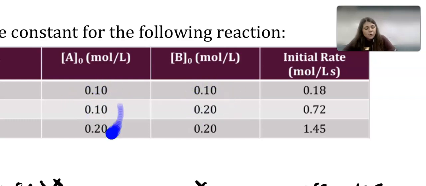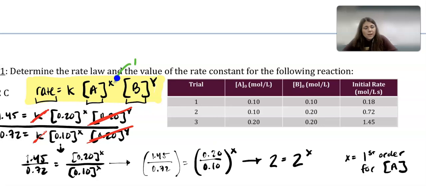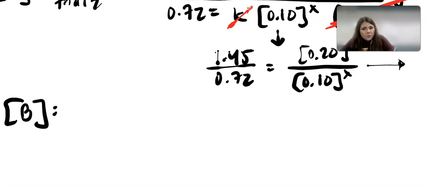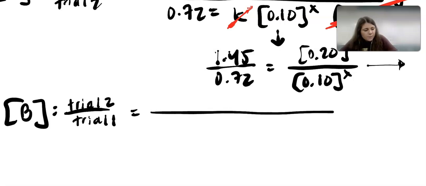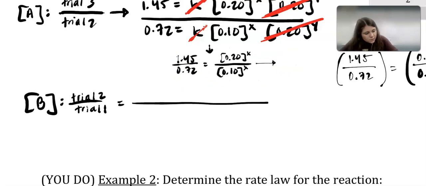Now let's just say there were no trials where A was staying constant. I do just want to say, since you know what X is, you can actually choose whatever trials you want, okay? You would just need to find one where B is changing. So here I'm going to do trial 2 over trial 1. And now let me plug in my entire rate law expression. And actually I'm going to decrease this just a little bit.